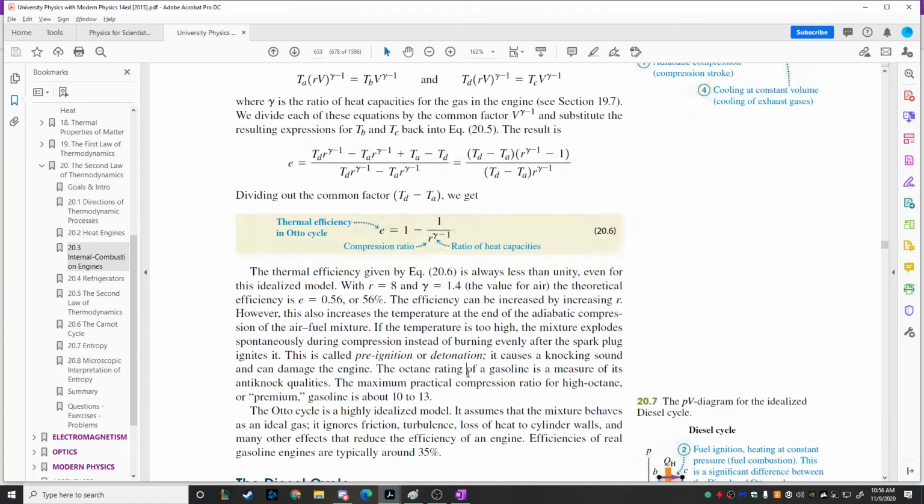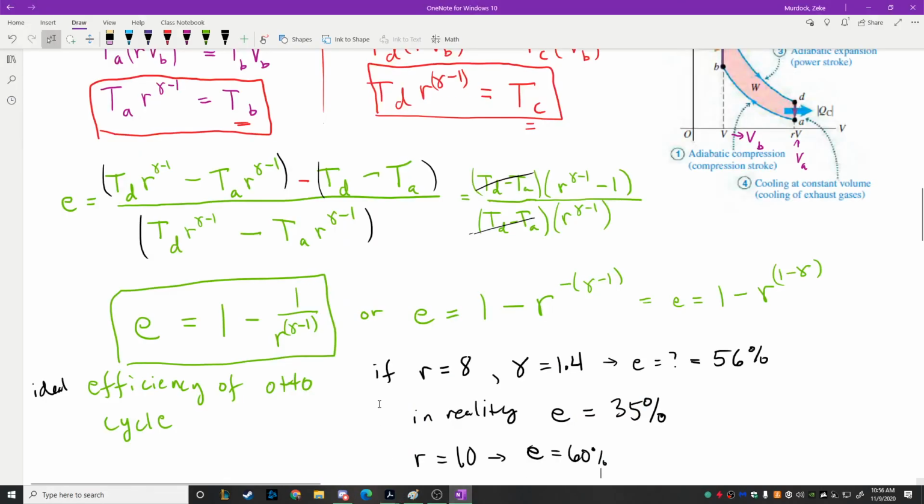Okay, this is a pretty good place to stop. We'll come back and talk about refrigerators here in about 10 minutes or so, and continue to talk about the second law and Carnot cycle, all that kind of stuff. So we'll take a break for 10 minutes and we'll come back.